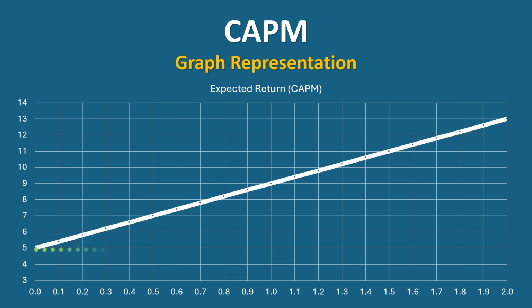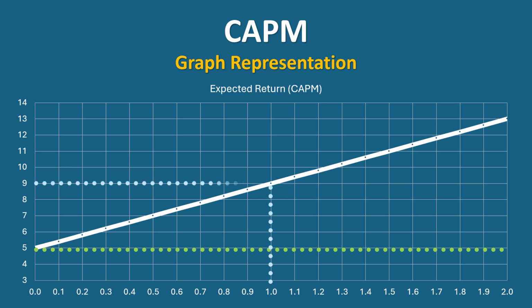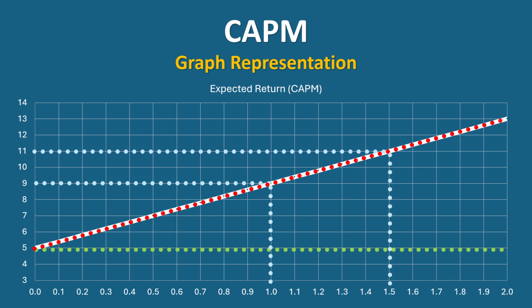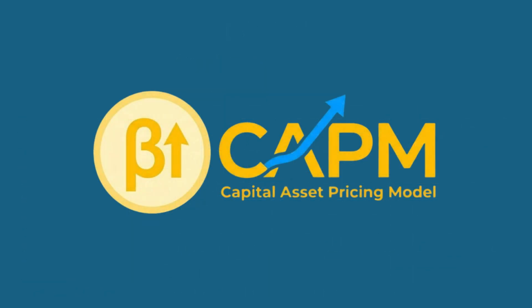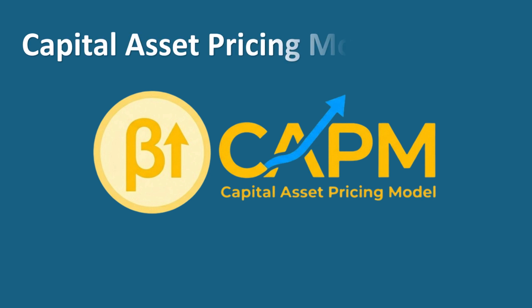Since the risk-free rate is 5%, no investment on this line will offer a return lower than 5%. When beta equals 1, the expected return equals the risky market return, which is 9%. According to our example, beta is 1.5, so the expected return equals 11%, as we calculated. As beta increases, the expected return also increases, showing a positive relationship between risk and return. This was a simple explanation of CAPM. I hope you understood it.